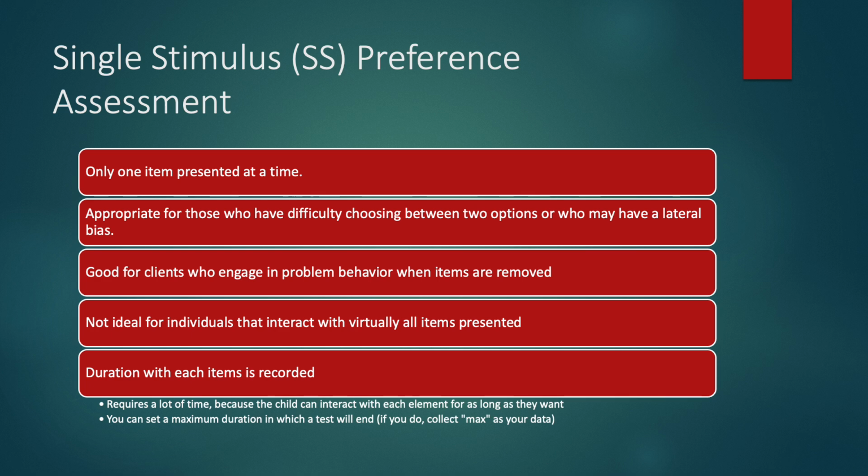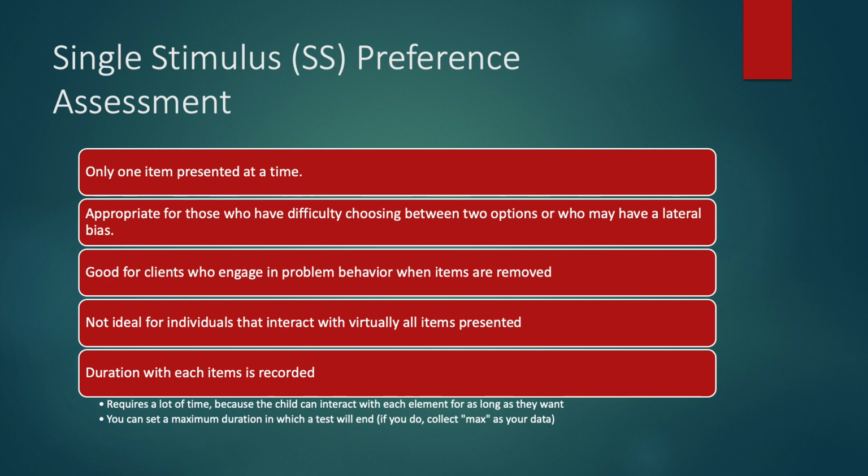There are some limitations to this. So if you see that there are clients that will spend a really long time playing with an item, we can set a maximum duration so that, after a certain period of time, there's a cutoff and we say, okay, they reached the cutoff. We have to remove this item and present the next item. But you have to be aware that then the child or the client may engage in problem behavior in that case. And so in that case, maybe a free operant preference assessment might be better. But typically, this assessment is going to be really good for those clients that will engage with items for a specific amount of time, and then they'll leave it and move on to something else.